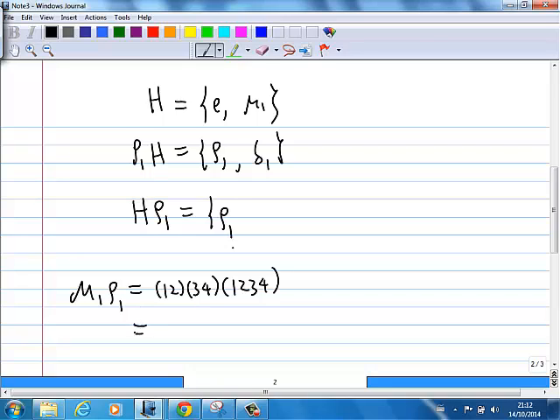Okay, let's see. What is this thing? So I'm going to start with 1 again. 1 goes to 2. And look for 2 now. 2 goes to where? 1. So 1 eventually goes to 1. So 1 is fixed now.